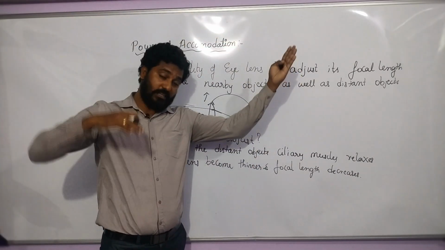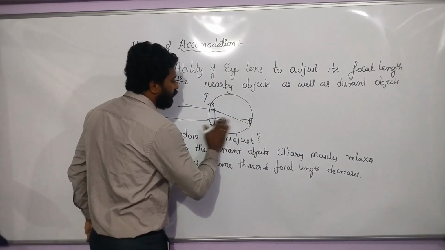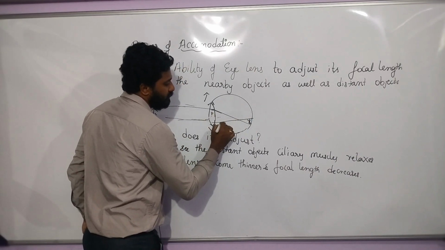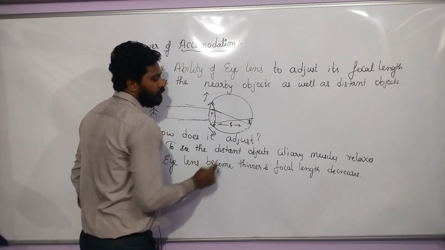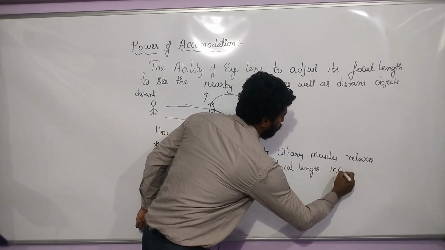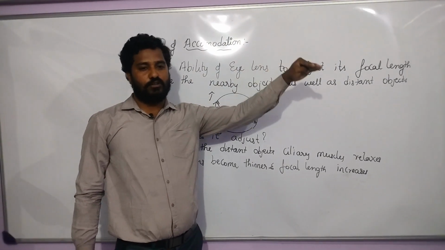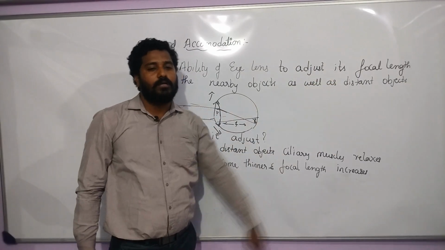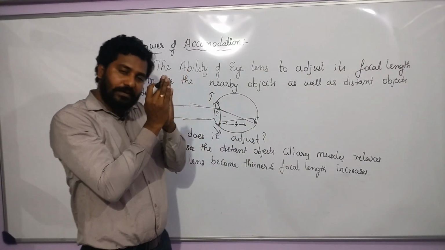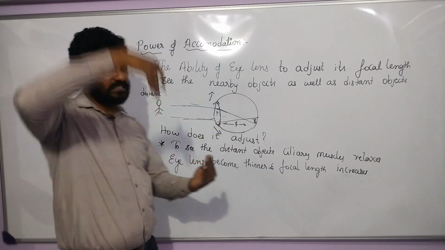When we see the far distant object, the image has to be small. What is the focal length? Here we have the pole, and this distance is called the focal length. This focal length increases. So to see the distant object, ciliary muscles relax, the eye lens becomes thin and focal length increases, and this is the focal length.